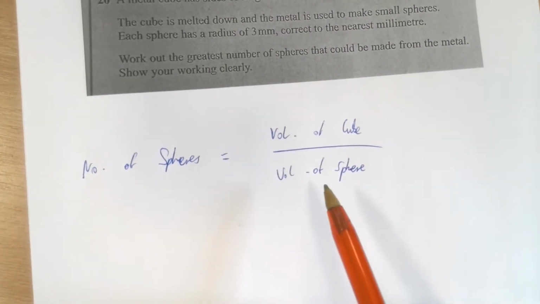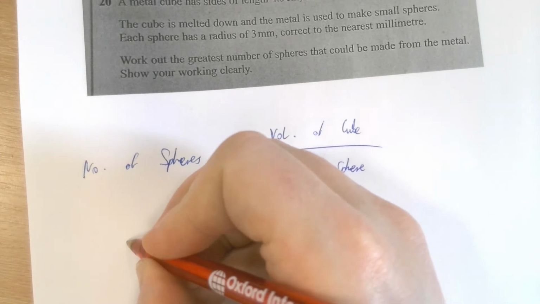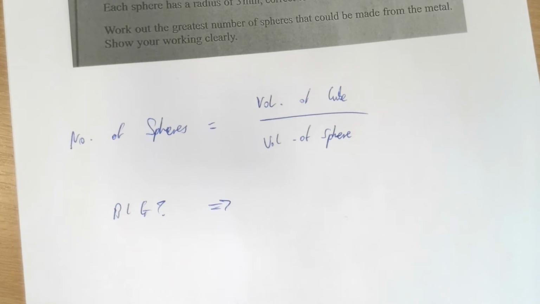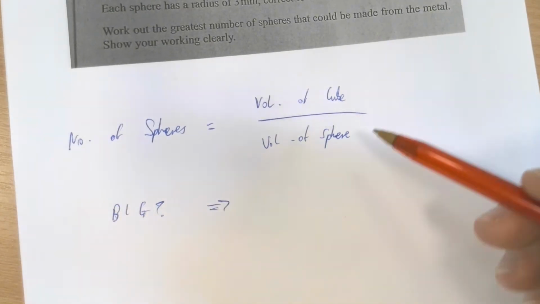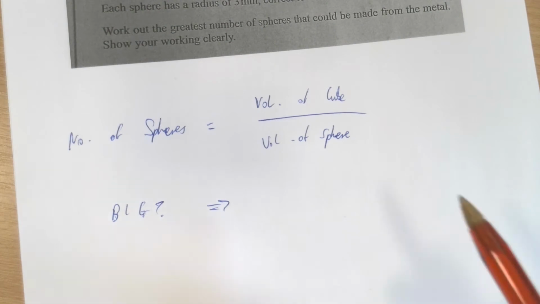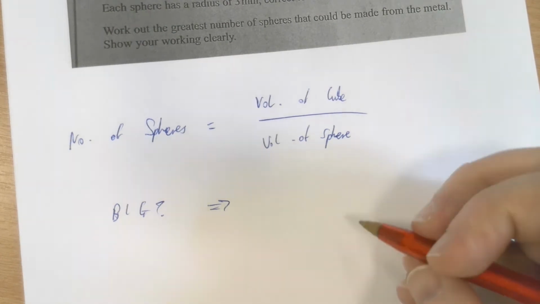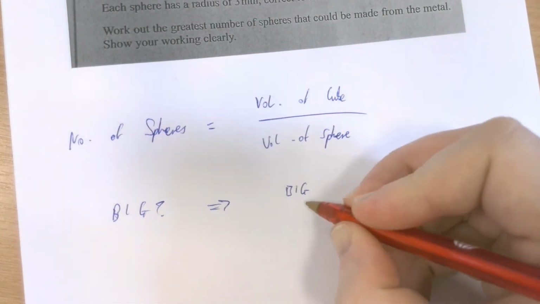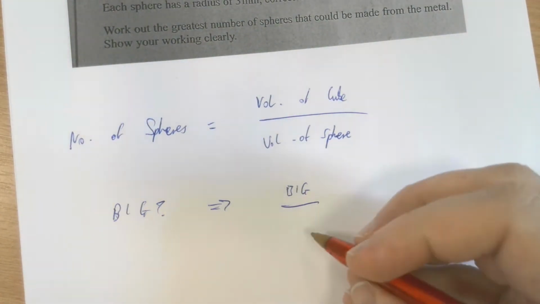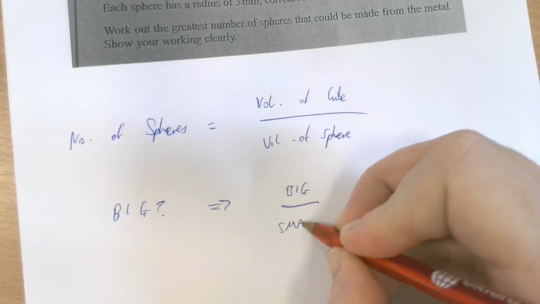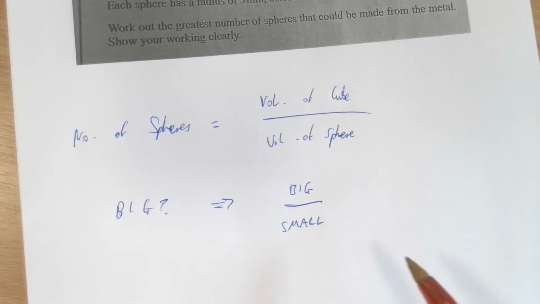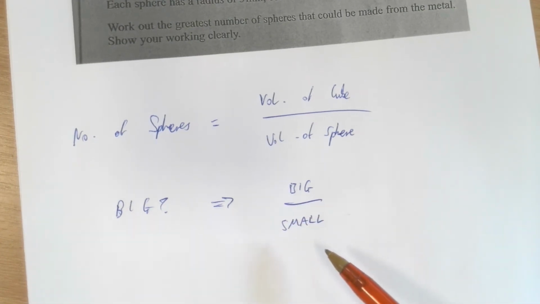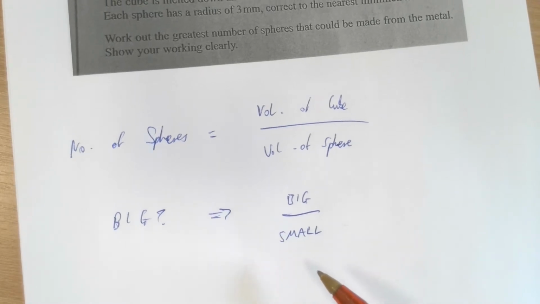So, for the greatest number, I want the number of spheres to be big. How do I make sure that a fraction is big, because this division is a fraction? What makes a fraction larger? Well, you should know that the numerator will need to be big to make a fraction big, and the denominator, the bottom half of the fraction, will need to be small in order for the fraction to be as big as it possibly can be. I hope that makes sense, because that's the main idea that we're using for this whole question.